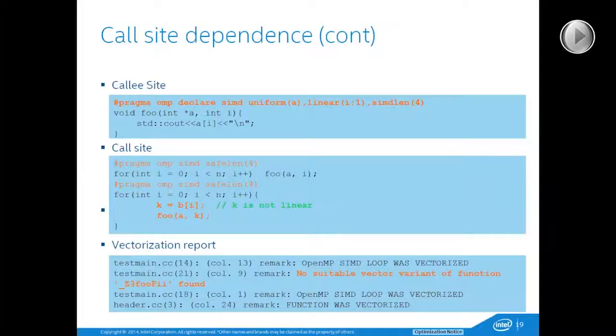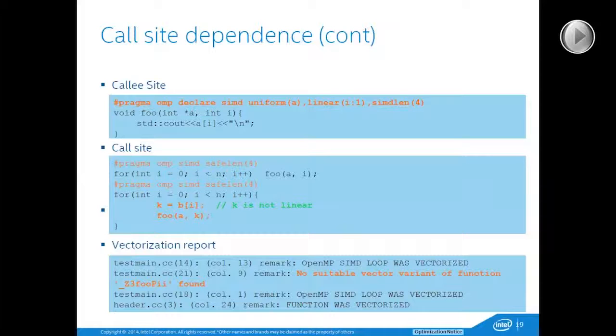Now, if I invoke this function here, would it call the scalar version or would it call the vector version? That's the question. The best way to find out is to compile that code using the Intel C++ compiler and then run it. You would see the vectorization report first. The vectorization report during the compilation phase clearly says that no suitable vector variant of the function foo was found.